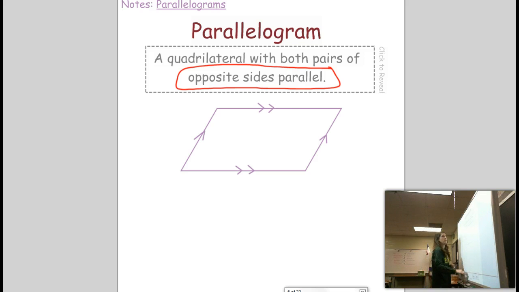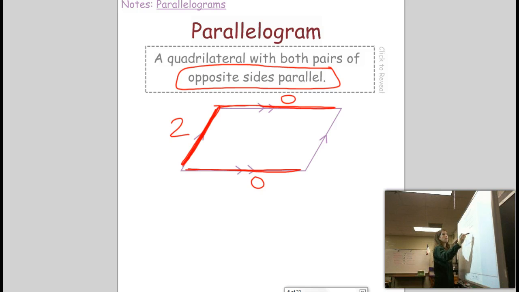What's the slope of this line right here? 0. So therefore, what has to be the slope of this one? 0. What's the slope of this one? Estimate it. Positive or negative? It's positive. 2. Sounds great. So if that has a slope of 2, then that has a slope of 2. Reminder, those are not lengths. That's not how long it is. That's how much it is sloping.